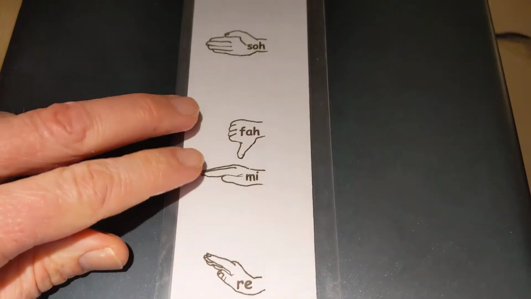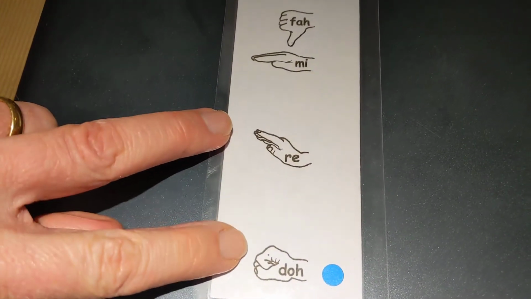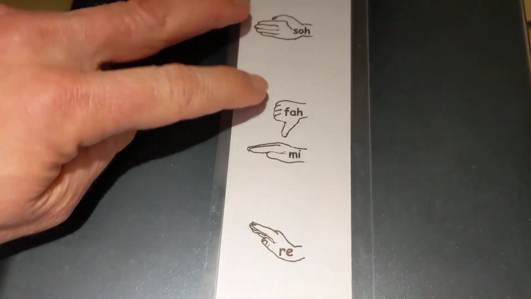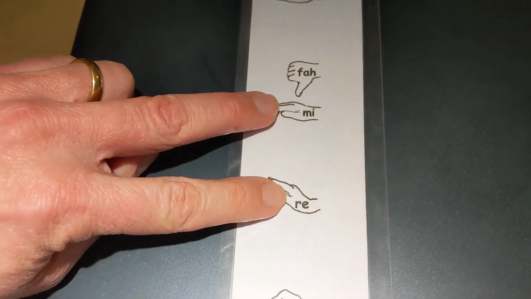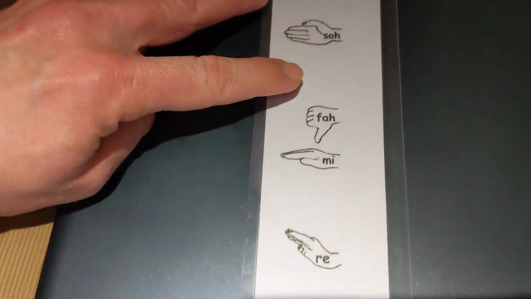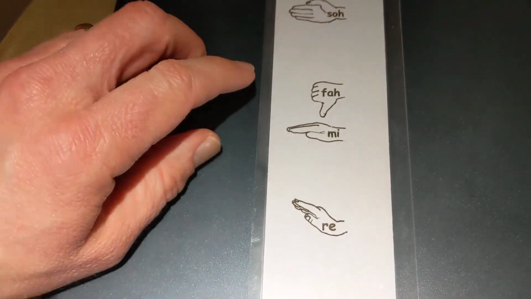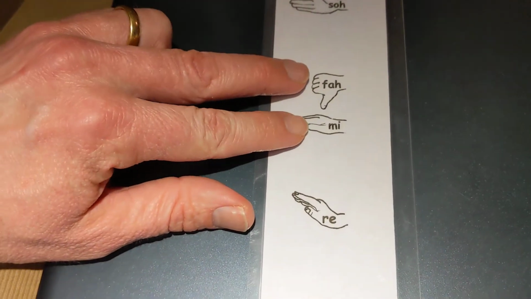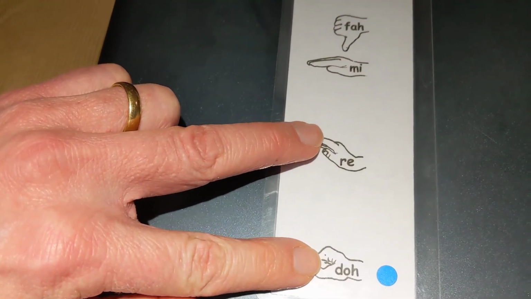Do you notice that the gap between mi and fa is smaller than the gap between the others? That's because those two form a semitone and the others are all a tone apart. Or should we put it in another way? Those form a minor second, and all the others form a major second.